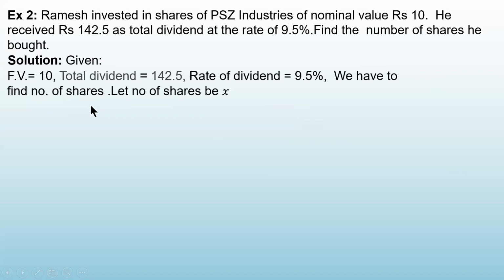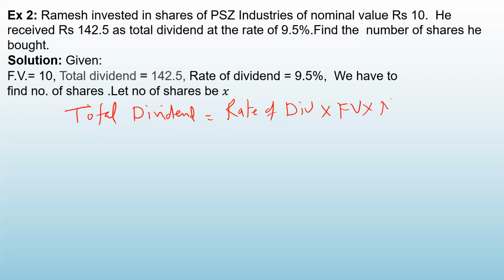So let us write down the formula for total dividend. Total dividend is equal to rate of dividend into face value into number of shares divided by 100.